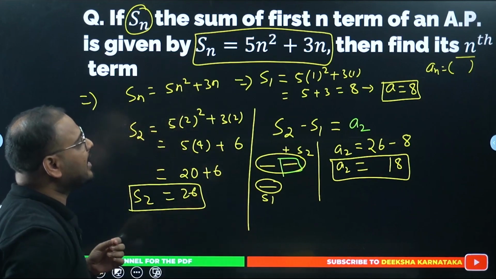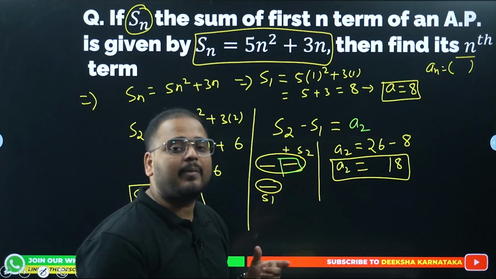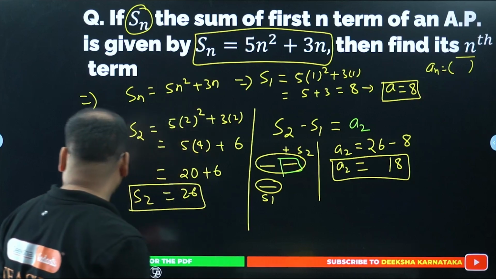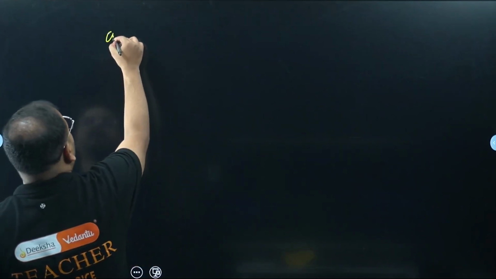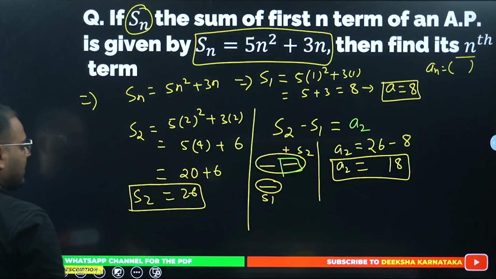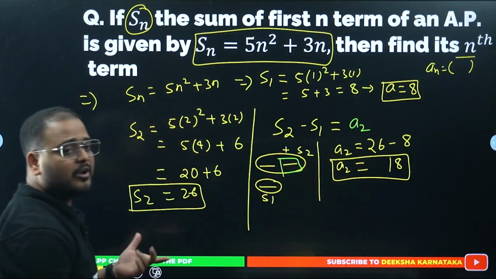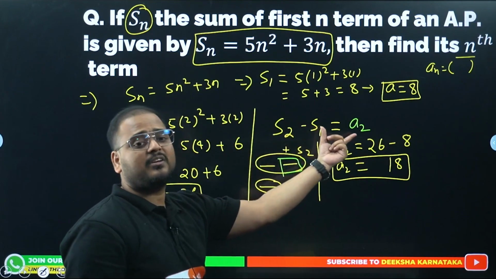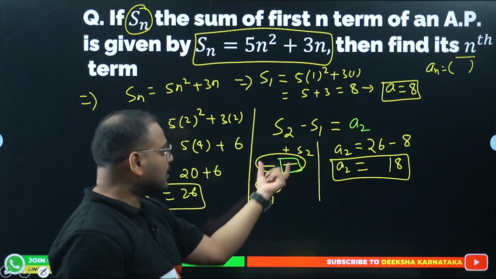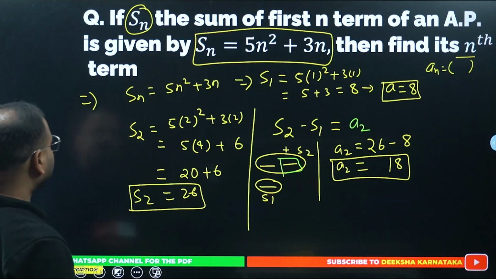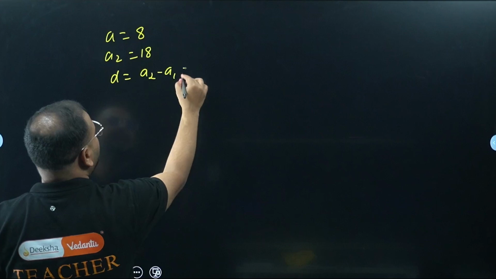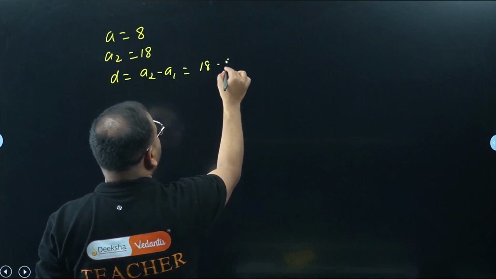Now A2 I know, A I know. To find the nth term, I need A and D. I have to find D. So let me write here first: A is nothing but 8 and A2 is nothing but 18. How did we get A2? Recall S2 minus S1, we got it as A2. Sum of the two terms is S2, S1 is just the first term. What's the common difference going to be then? A2 minus A1. What is A1? Just A. So 18 minus 8, which is nothing but 10.